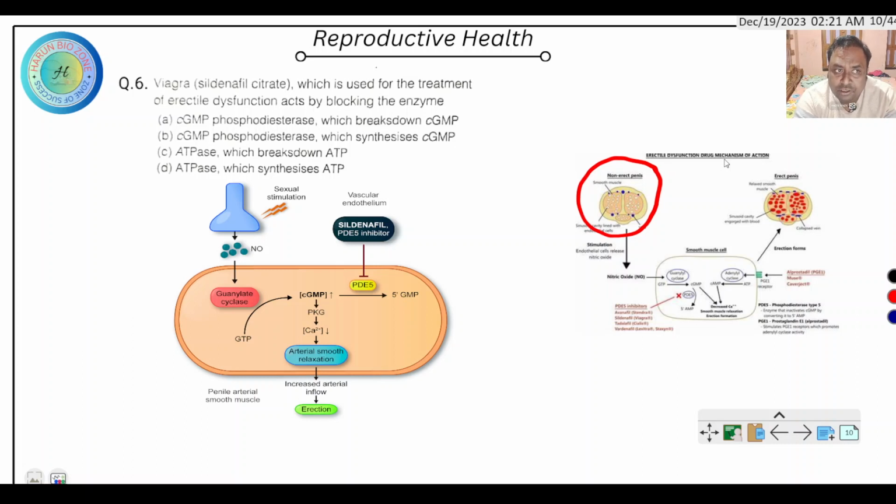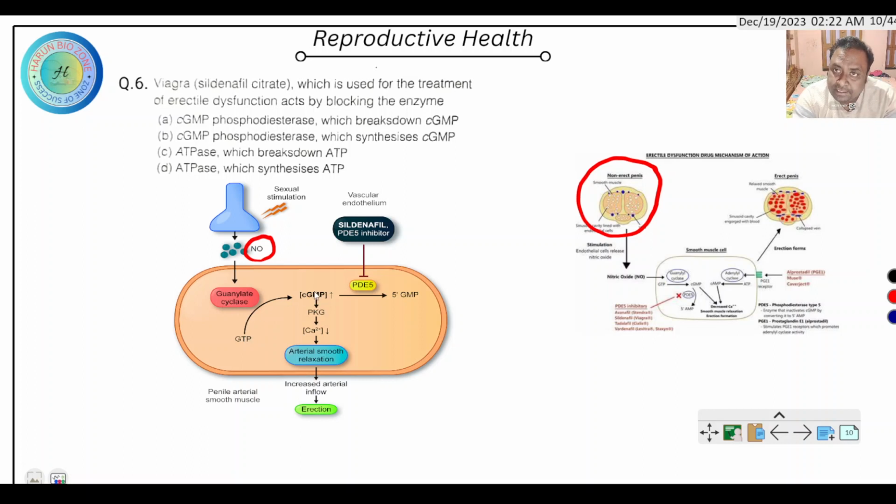The main component of Viagra is sildenafil citrate. What is the function of sildenafil citrate? Sildenafil citrate stimulates the secretion of the neurotransmitter nitric oxide. This nitric oxide stimulates the guanylate cyclase enzyme. What is the function of guanylate cyclase? This guanylate cyclase converts GTP to cyclic GMP. GTP to cyclic GMP, okay?